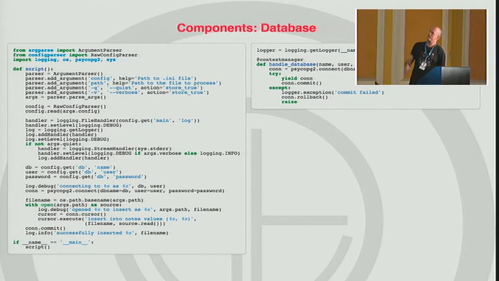With our database, we now have a context manager. In this case, the function just takes the database name, username, and password, creates the connection, hands it off to whatever needs it. Once it's done, it commits the transaction. If anything goes wrong, it rolls back and logs a message, logs the traceback saying, hey, this went bad.